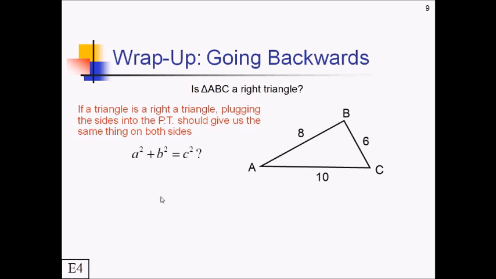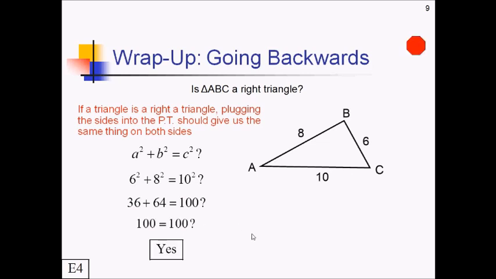So we have 6 squared plus 8 squared equals 10 squared. So 36 plus 64 equals 100. And is that true? Yes, it is. 36 plus 64 is indeed 100. So that tells us that this is indeed a right triangle.